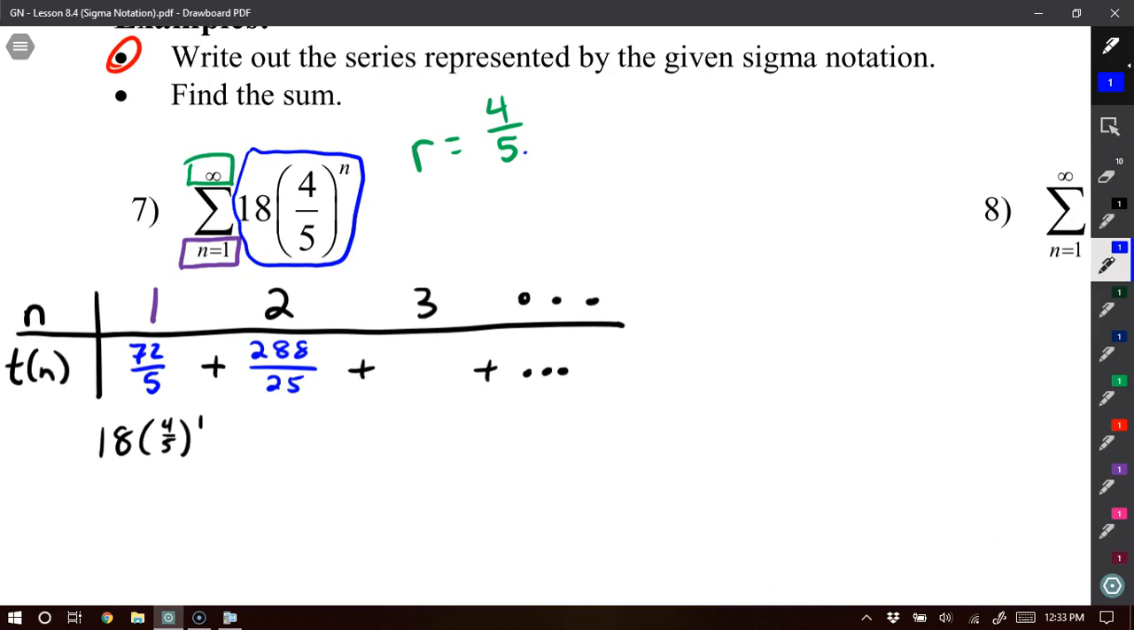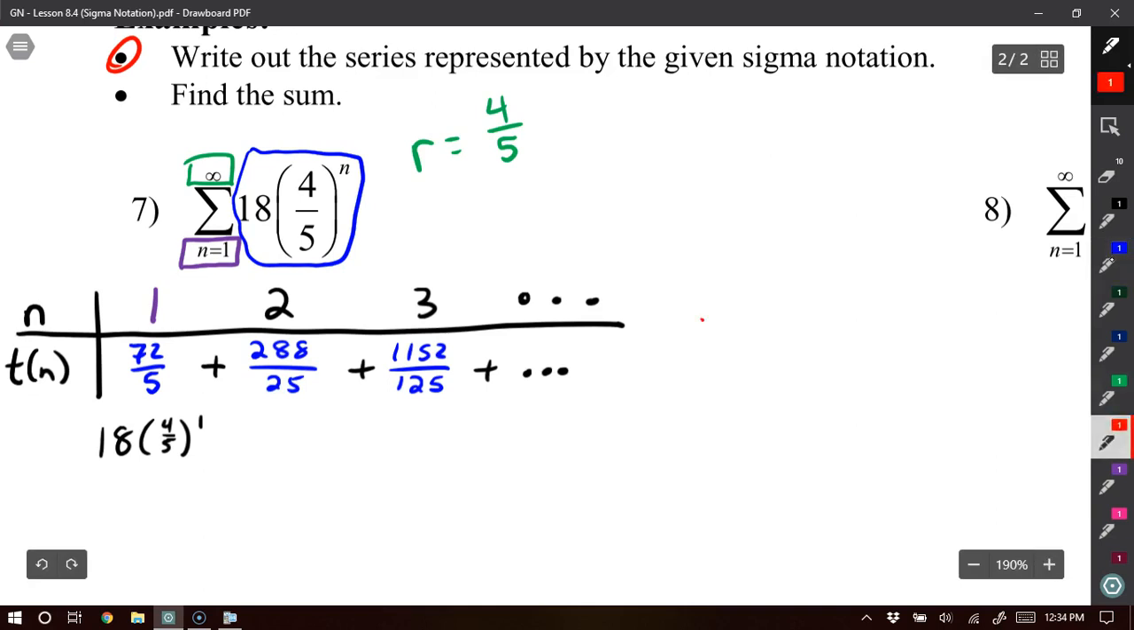I'm then going to take that 288, the top, and I'm going to multiply that by 4, and that's going to give me 1,152. I'm going to take the bottom and I'm going to multiply it by 5, and that's going to give me 125. So it's nice to know either what your ratio is or what your common difference is before you start the problem to help you generate the list. Otherwise, you're going to have to plug them in each time for it. So we did answer the first part, which is to write out the series.